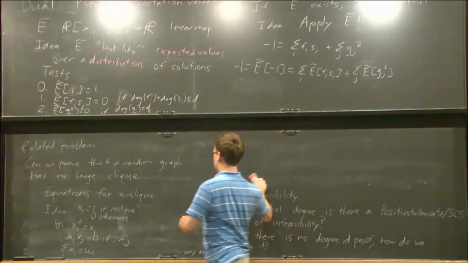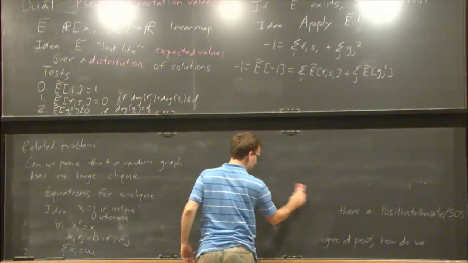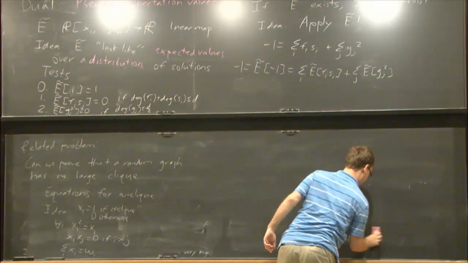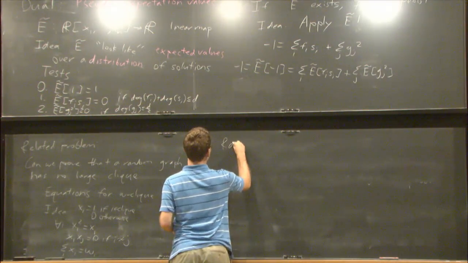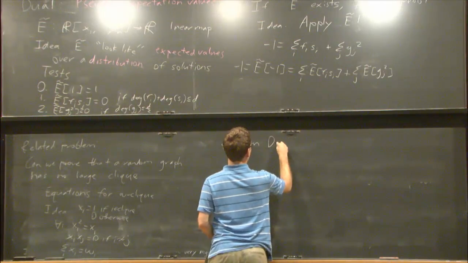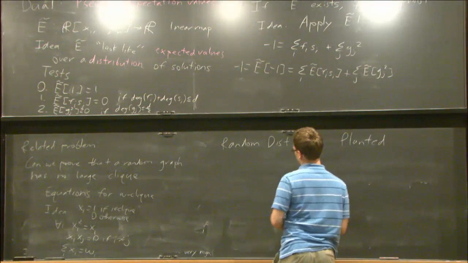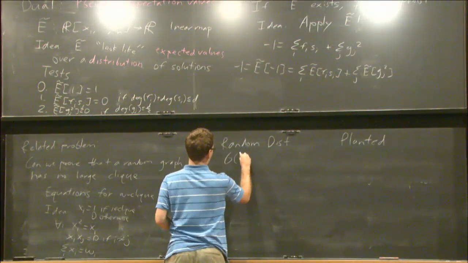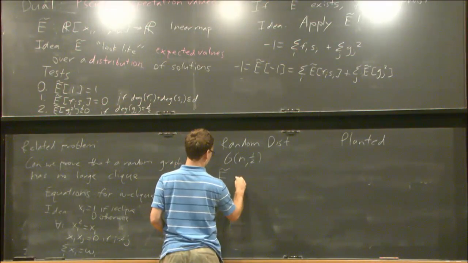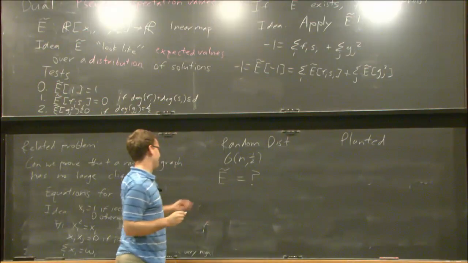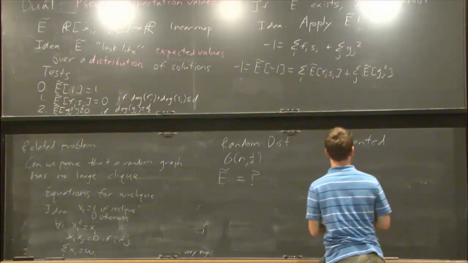And so even though what we're actually doing is showing that we can't certify a random graph has no large clique, it is useful to think in terms of comparing a random and planted distribution. So in the random distribution, we have G(n, 1/2), and well, you have to figure out what E tilde to use.